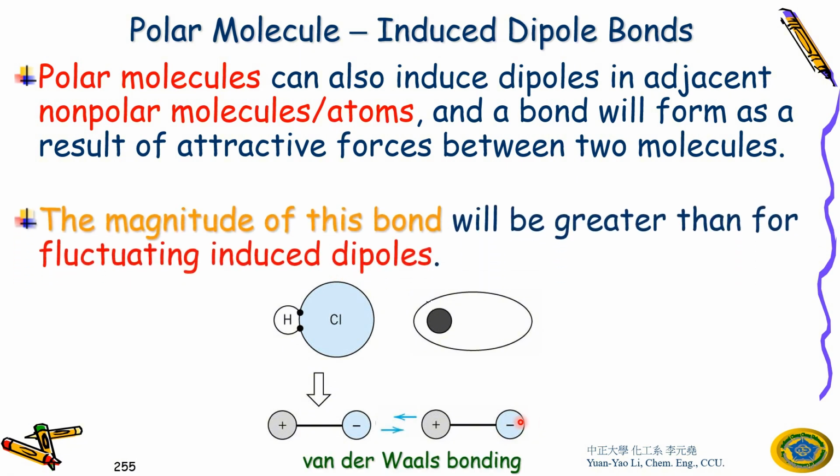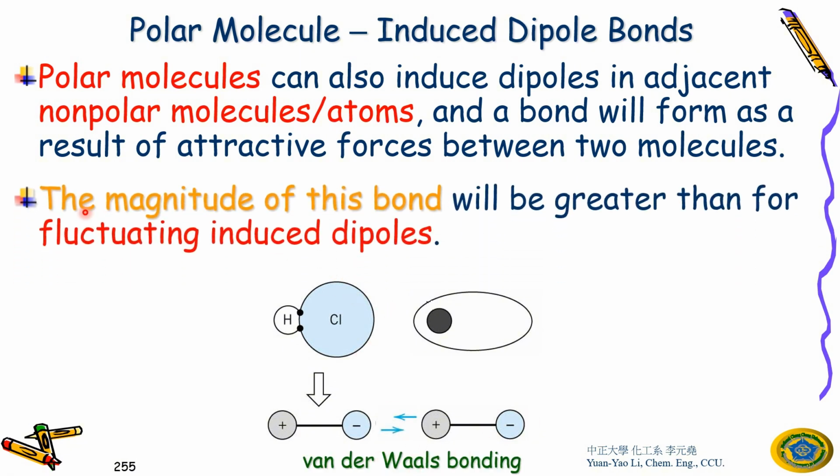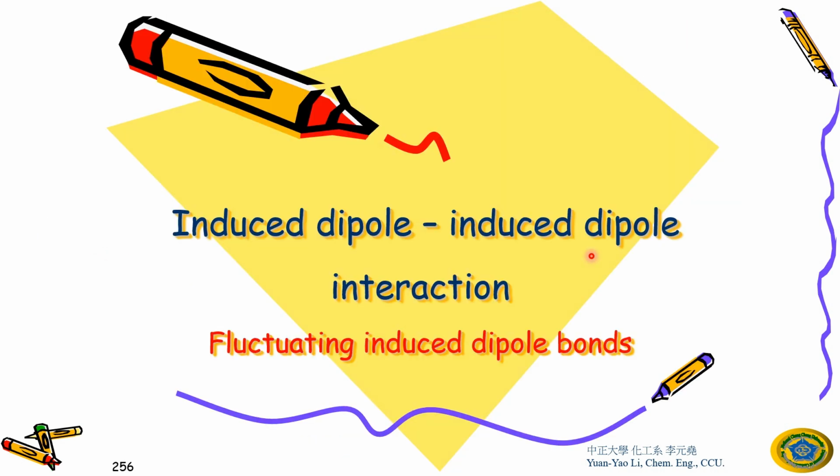So this is van der Waals bonding. The magnitude of this bond will be greater than for the fluctuating induced dipole. So what is fluctuating induced dipole? This is important. I think now let's have a break to play Kahoot first, and then we will continue to talk about this topic.